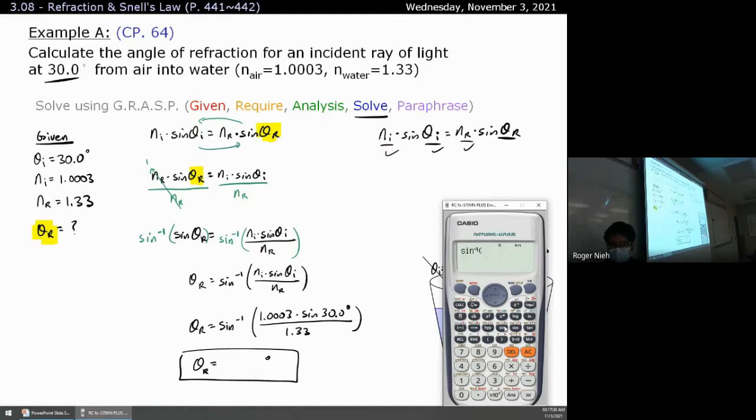So the newer system is shift sine button. That gives you sine to the -1. And in the numerator is 1.0003 multiplied by the sine of 30.0.